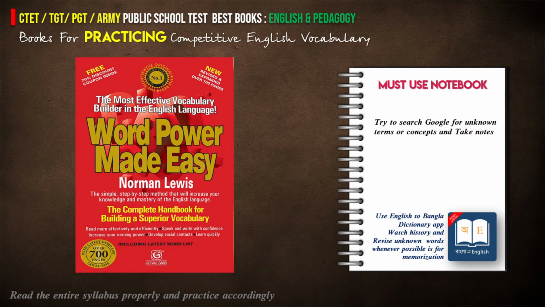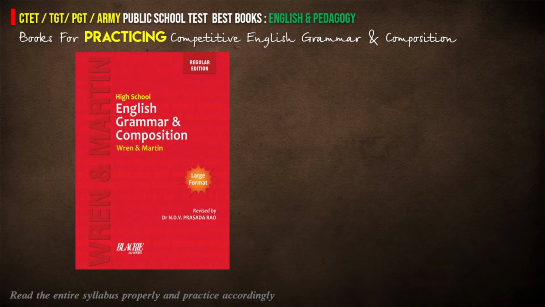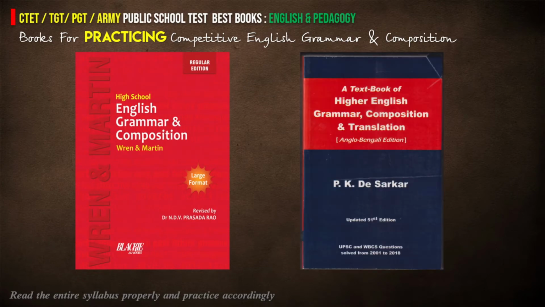For vocabulary, you can start with Word Power Made Easy by Norman Lewis, mainly for development of vocabulary. Also, try to search Google for unknown terms or concepts and take notes. Use an English to Bangla dictionary app, watch history and revise unknown words whenever possible for memorization. High School English Grammar and Composition by Wren and Martin, or A Textbook of Higher English Grammar, Composition and Translation by P.K. De Sarkar are the best books for English grammar and composition. Any one of these books is sufficient for most of the exams.